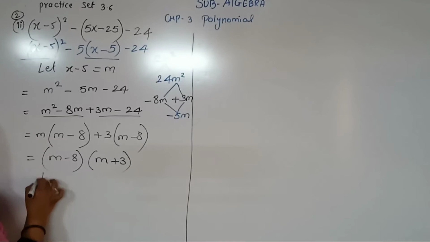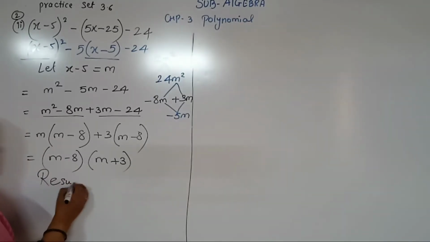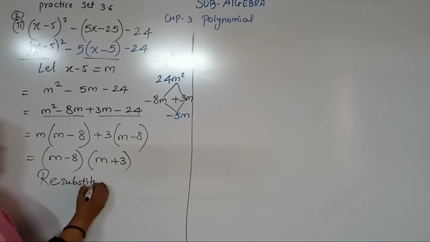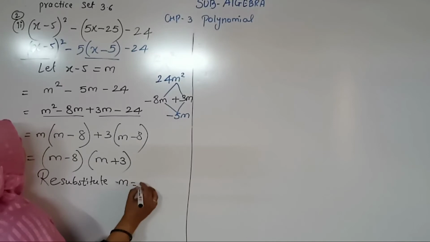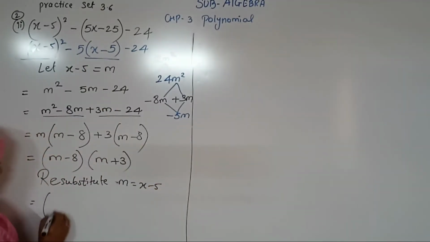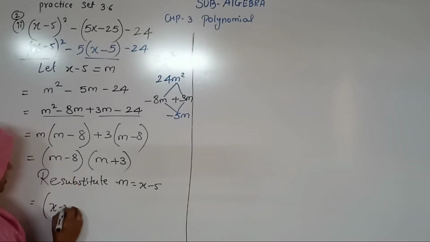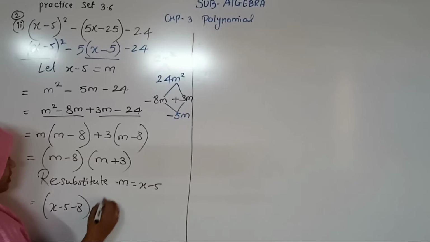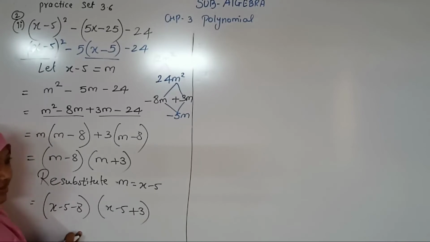Right. Now the sum is not in terms of m. I will again substitute, or you can replace. What will you write in place of m now? What I have taken is x minus 5. So wherever I have m, I will write x minus 5. M means x minus 5 minus 8, and here m means x minus 5 plus 3. Now it is not in the form of factorization.